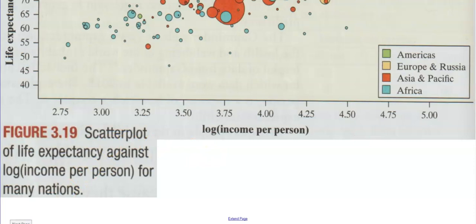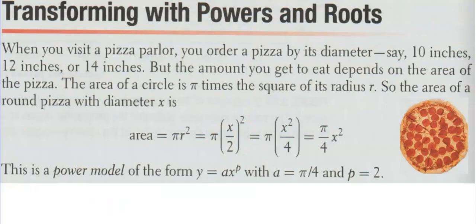We can change the form of my scatter plot by not looking at just the explanatory and response variable. We can change how we look at them. So we can transform with powers and roots. If you go to a pizza parlor and order a pizza, we normally order it by its diameter. So when you order a 10-inch pizza, that pizza has a 10-inch diameter, or you can get a 12-inch, a 14-inch, a 16-inch, however big across you want it. But what you eat is the area of that pizza. So to find the area of any circle, I would do pi times r squared.